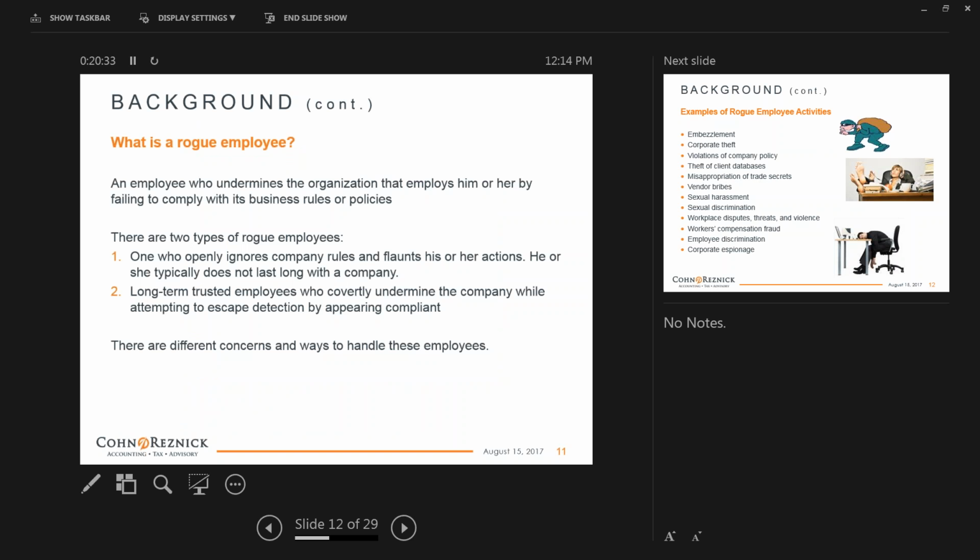So who perpetrates the fraud? We like to refer to them as that rogue employee, and we break it down into two very distinct categories. The first category is the easy one. It's the employee that openly ignores company rules and flaunts expense accounts. Think about a flashy salesperson going out and taking everybody out to lunch with no legitimate business purpose, expense report fraud. Those are quick. Those are something that's easily seen.